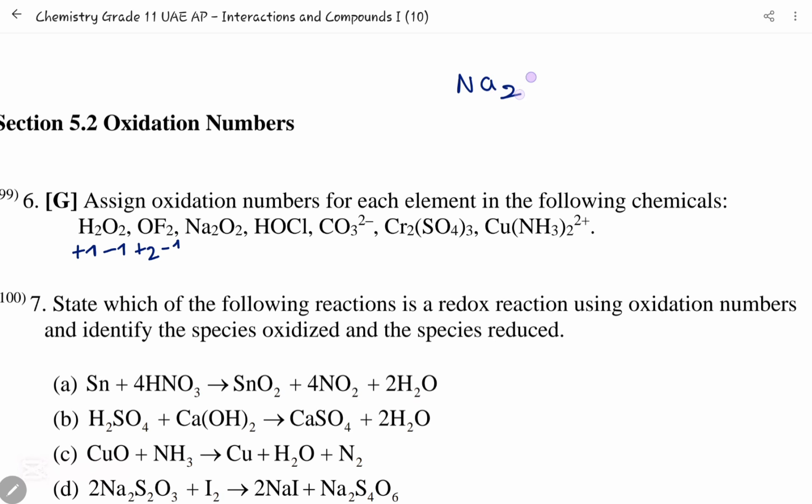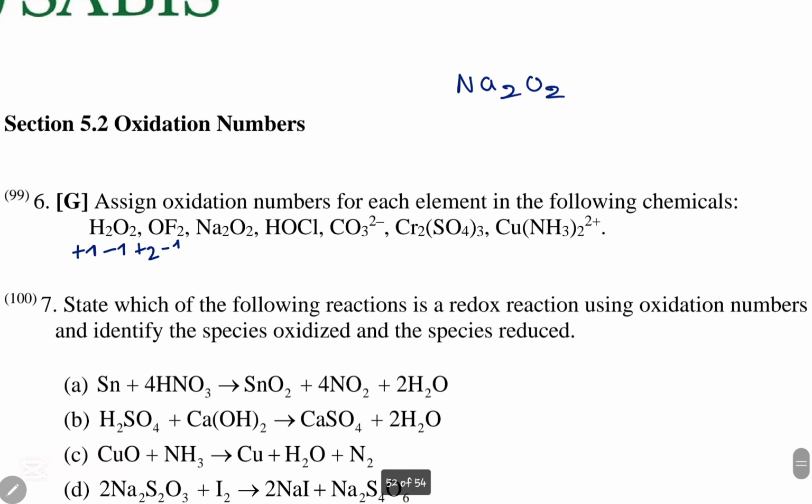Na2O2. Na, group 1 metal, is more important than oxygen, so it will take the priority. So this would be 2 times plus 1 plus 2 times X is equal to 0. So I got X to be what? I got X to be minus 1. So I have plus 1, minus 1.